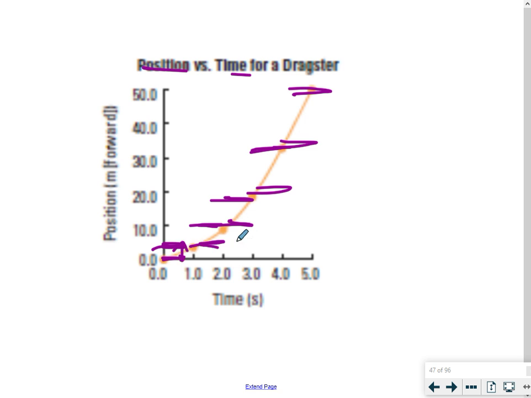You went this far in 1 second, a little further, a little further. Now you're getting much further. This would be a good example of acceleration. So sometimes you can have graphs that are kind of curvy-like, and they are accelerated graphs.